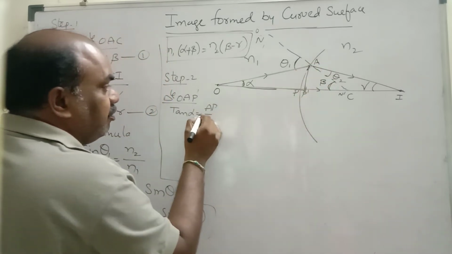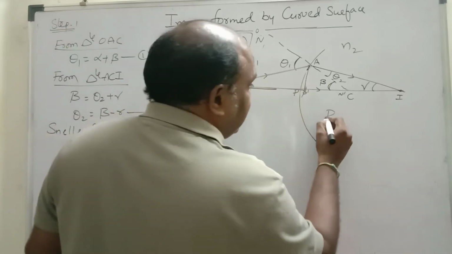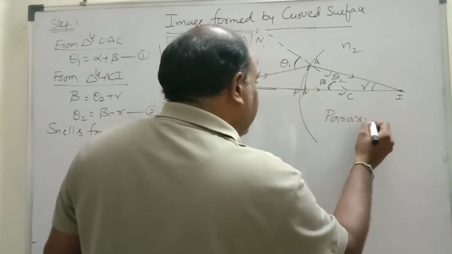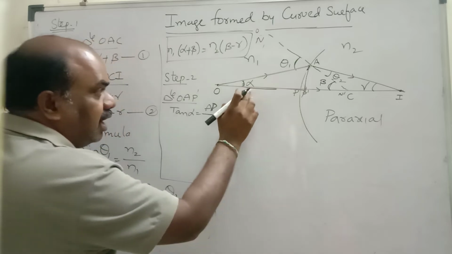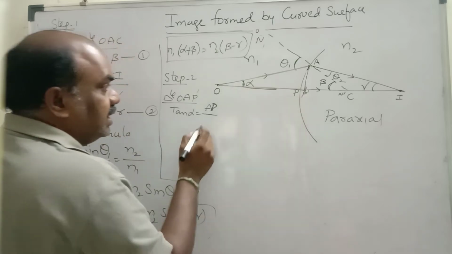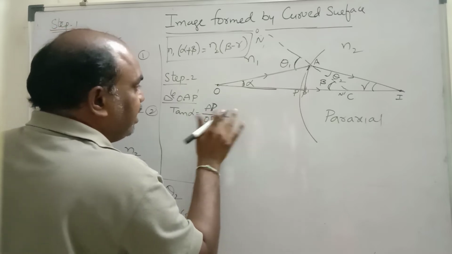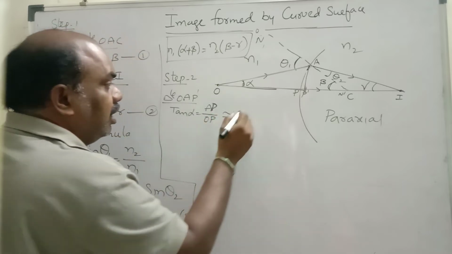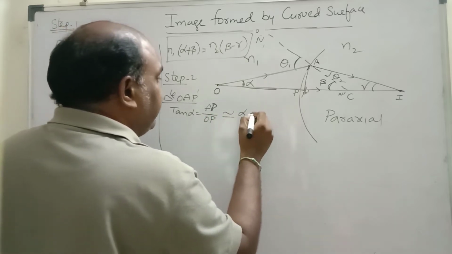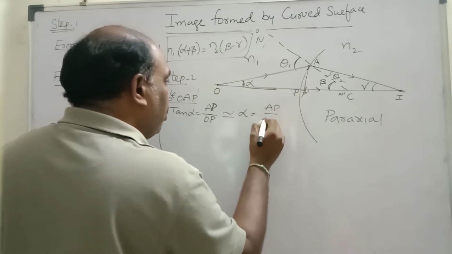PP' coincides now for paraxial. These are all paraxial lines. Paraxial means very close to the principal axis. This alpha is negligible, PP' coincides. Opposite side by adjacent side OP. Alpha is also negligible, so very small. Tan alpha can be written as alpha is equal to AP by PO.